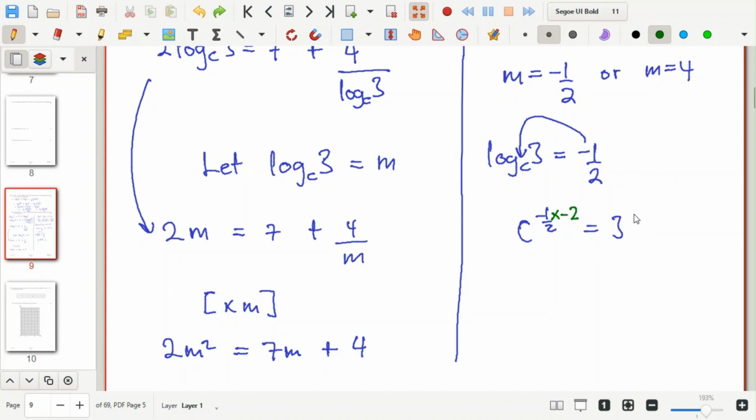So let me multiply. It's an equation, so whatever you do to the left, you have to do to the right. So I'll multiply this by negative 2. So this is the same as c is equal to 1 over 9.